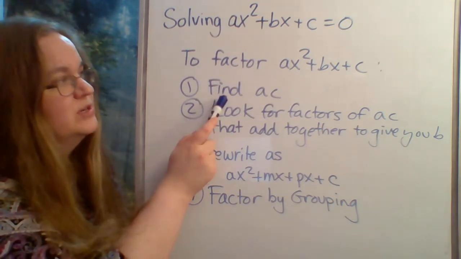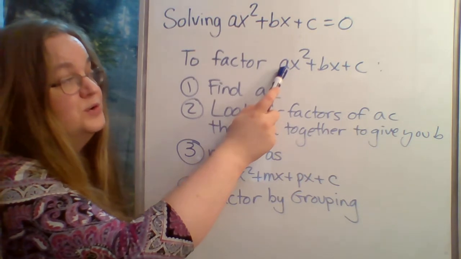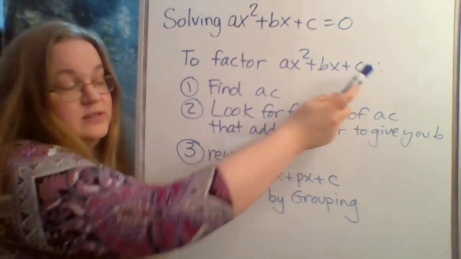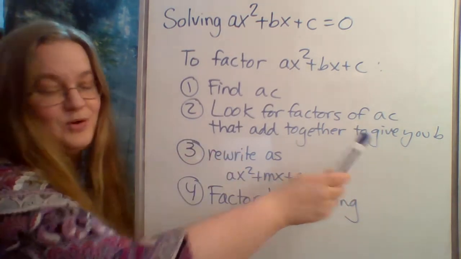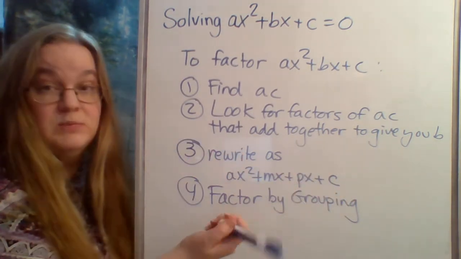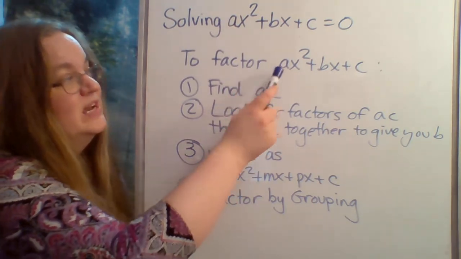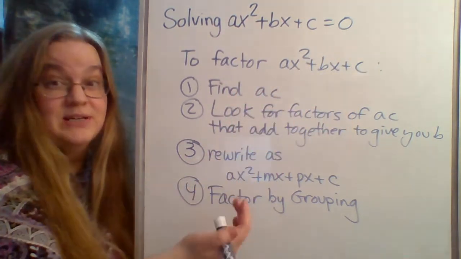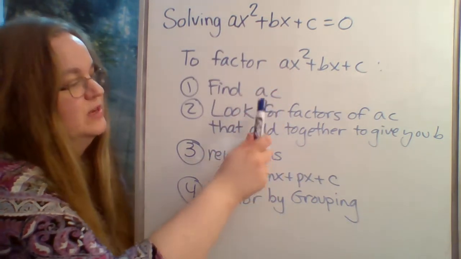So the first thing we're going to do is find the product of a times c, the coefficient of x squared and the c. Then we're going to look for factors of that product that add together to give me b. That's very similar to what we did before, except that we didn't have to multiply a times c because a was 1, because the coefficient was 1. So we didn't have to do that before.